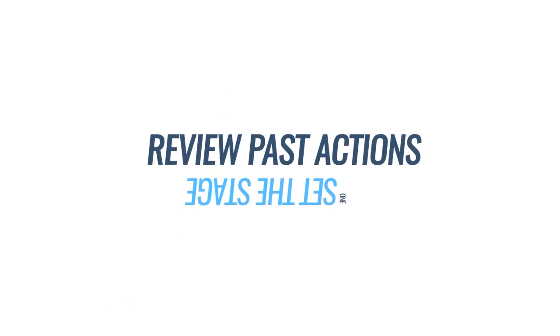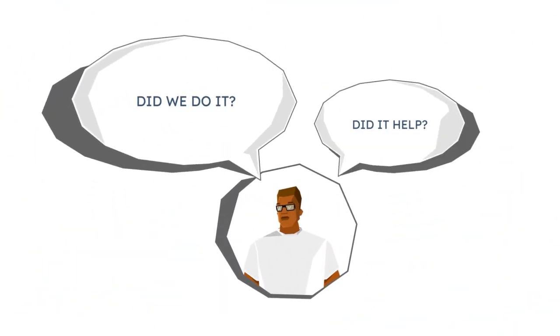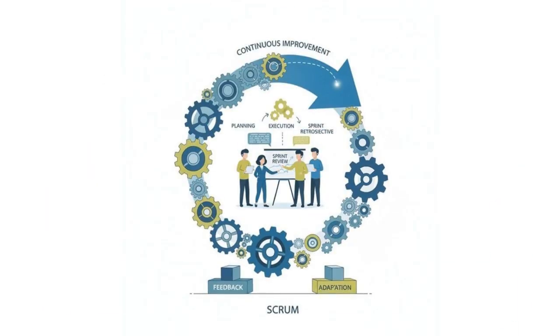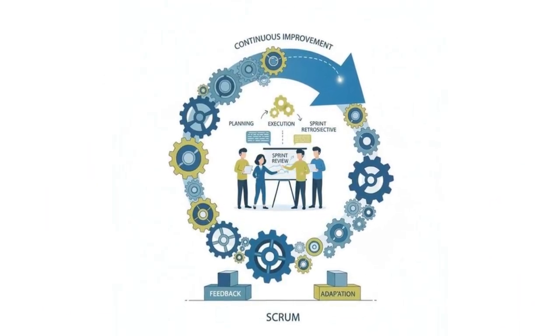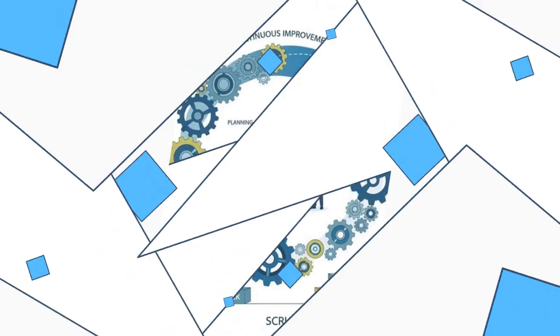Set the stage and review past actions. Before jumping into what just happened, we close the loop on the past. First, the team quickly reviews the improvement item committed to in the last retrospective. Ask, did we implement the change? What were the results? If we committed to a new Slack huddle, did we do it, and did it help? This step proves your team is serious about accountability and continuous improvement.